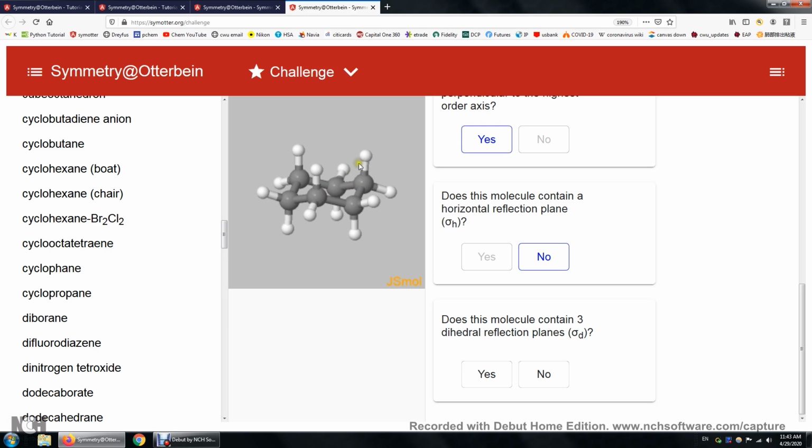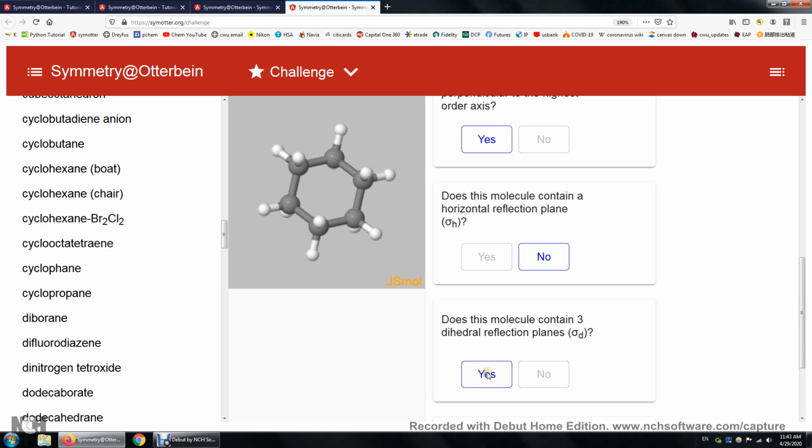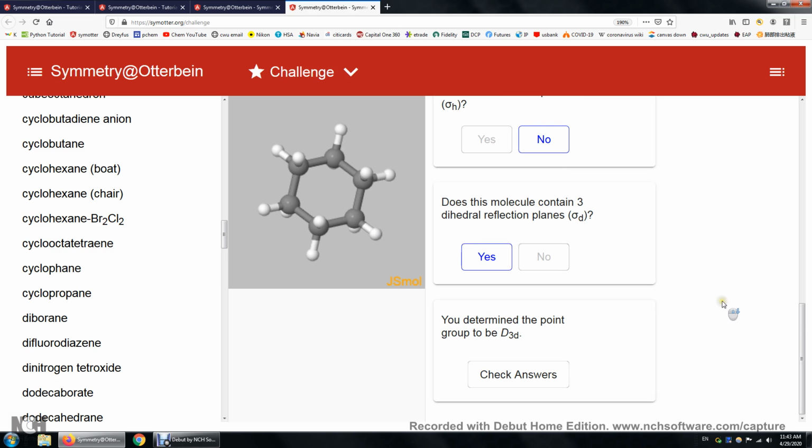1, 2, 3, 3 points can define a plane. And then this hydrogen will be reflected to here. This hydrogen will be reflected to here. So again, we have 1 symmetry plane, 2 symmetry planes, and 3 symmetry planes. All of the 3 symmetry planes contain the principal axis. So I'm going to say yes. All right. You determine the point group is D3d.